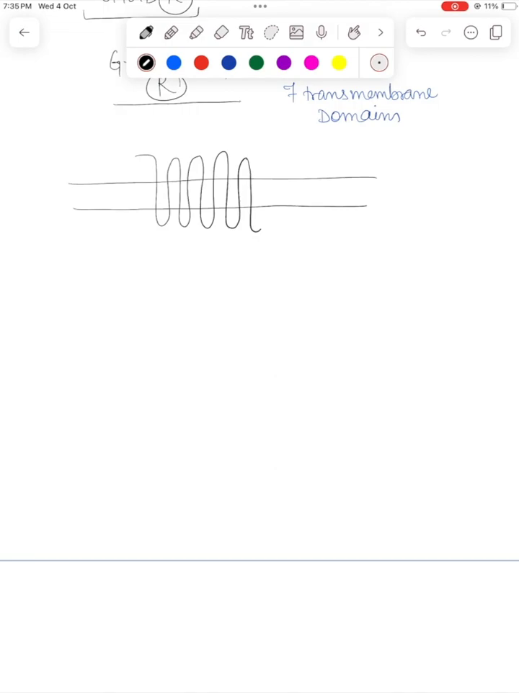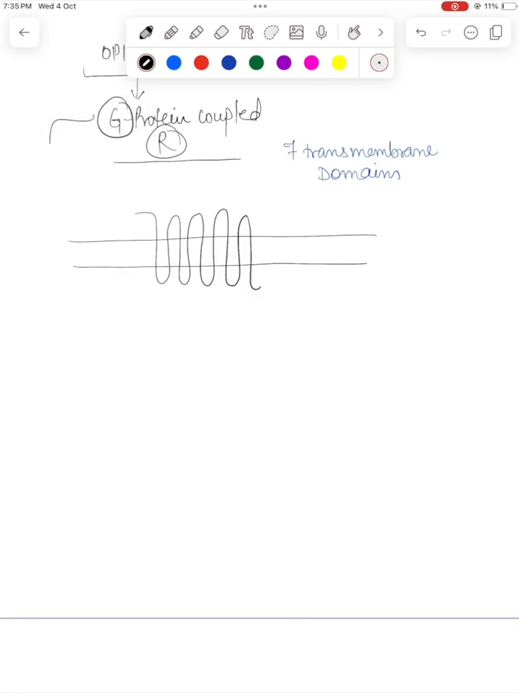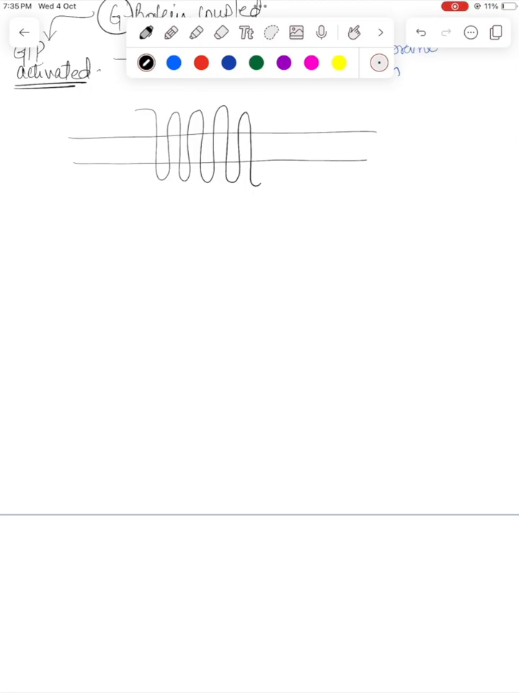Now a G protein coupled receptor is actually coupled to G. What does G stand for? It stands for GTP activated protein coupled receptor. So in fact, in its resting state, a G protein coupled receptor looks something like this. On the intracellular side of the G protein coupled receptor, there is a GDP molecule and it has 3 subunits, an alpha subunit, a beta subunit, and a gamma subunit.